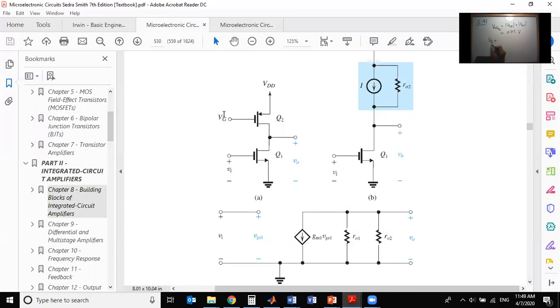VG is this voltage here. Yeah. And we know that VSG is 0.75. Can we find this one?